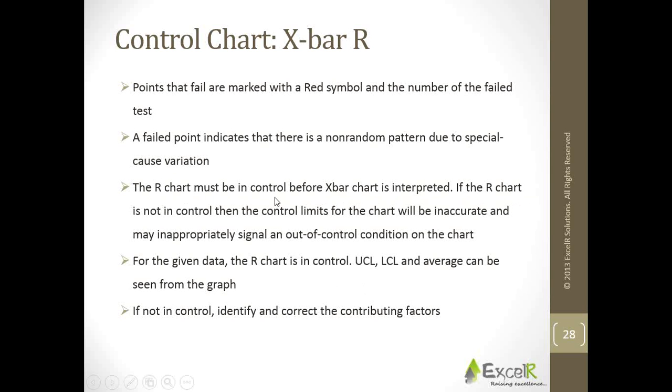So R chart must be in control before X bar chart is interpreted. If the R chart is not in control, then the control limits for the X bar chart will be inaccurate and may inappropriately signal an out of control condition on the chart. For the given data, the R chart is in control, right? When we have actually plotted and checked, it was in control. If the R chart was in control, then we went ahead and looked into X bar also. UCL, LCL and the average can be seen from the graph. If it's not in control, identify and correct the contributing factors.